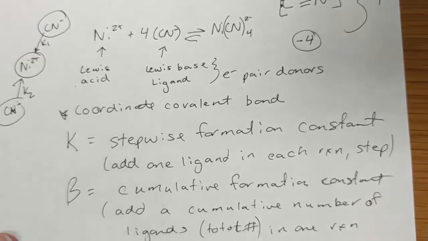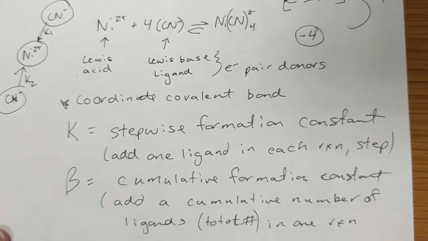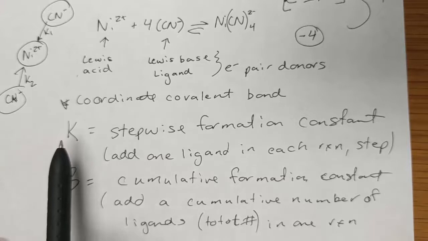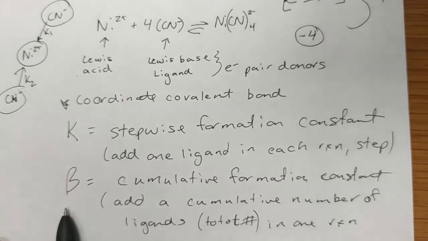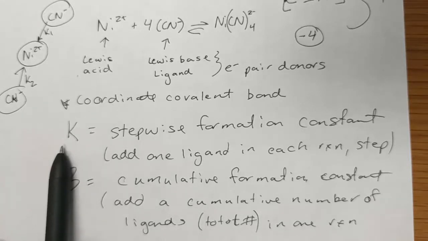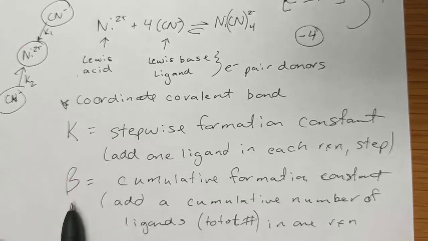Okay, so these are the definitions, and I just want you to know that K and beta are both equilibrium constants. You treat them just like we do all of our other equilibrium constants, where you have your products over your reactants, but one is referring to a stepwise formation constant, and the other is referring to a cumulative formation constant. So let me show you some examples of that.